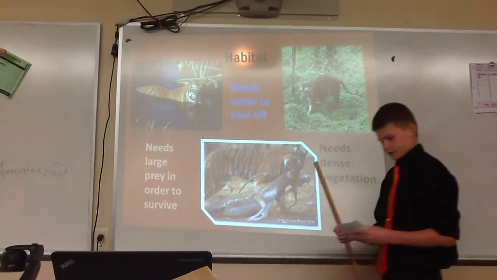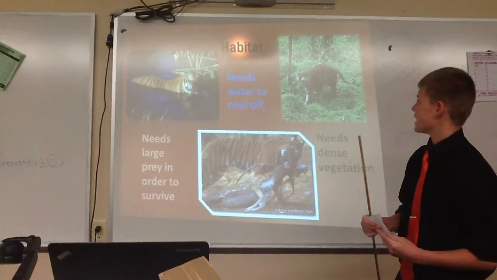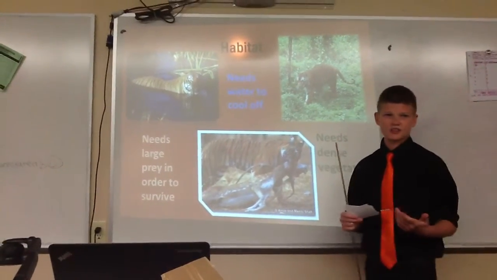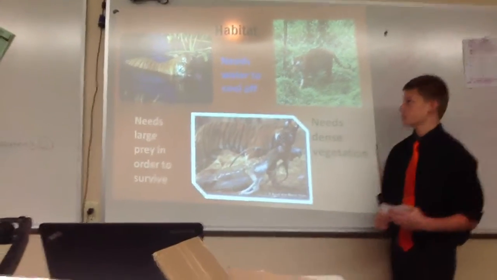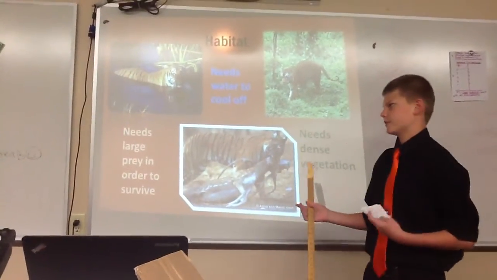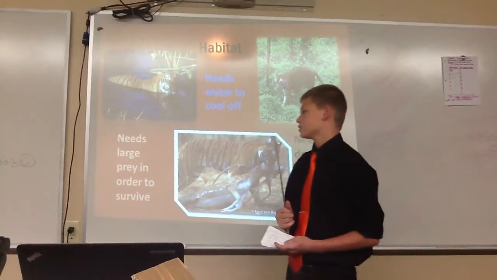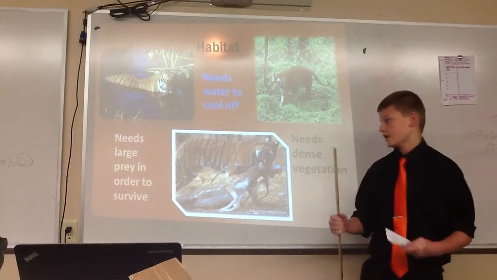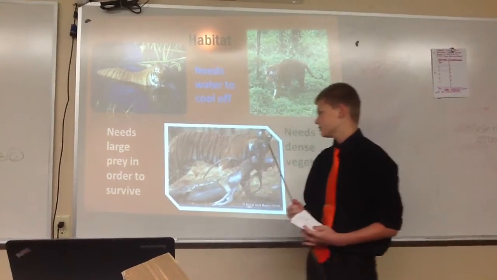Habitat. There are 3 things required for a tiger's habitat. First is water. It's not like an ordinary cat. It needs water because it loves to cool off, and it's an amazing swimmer. And it finds most of its food by water because its prey likes to drink. And it needs large prey in order to survive. It's a big animal, so it needs lots of food and meat.